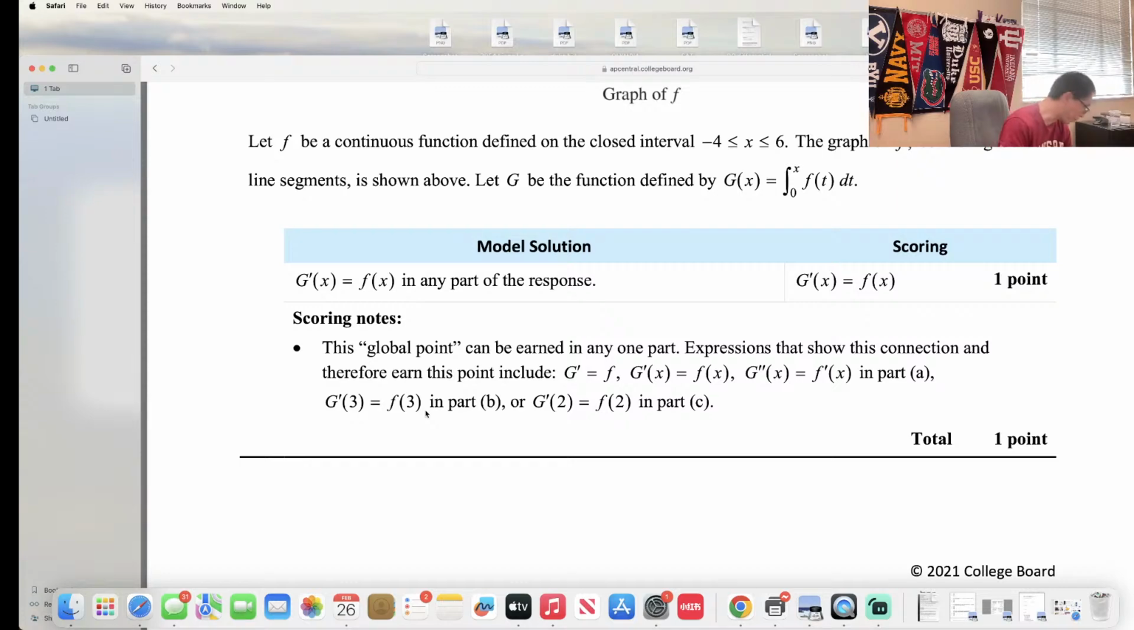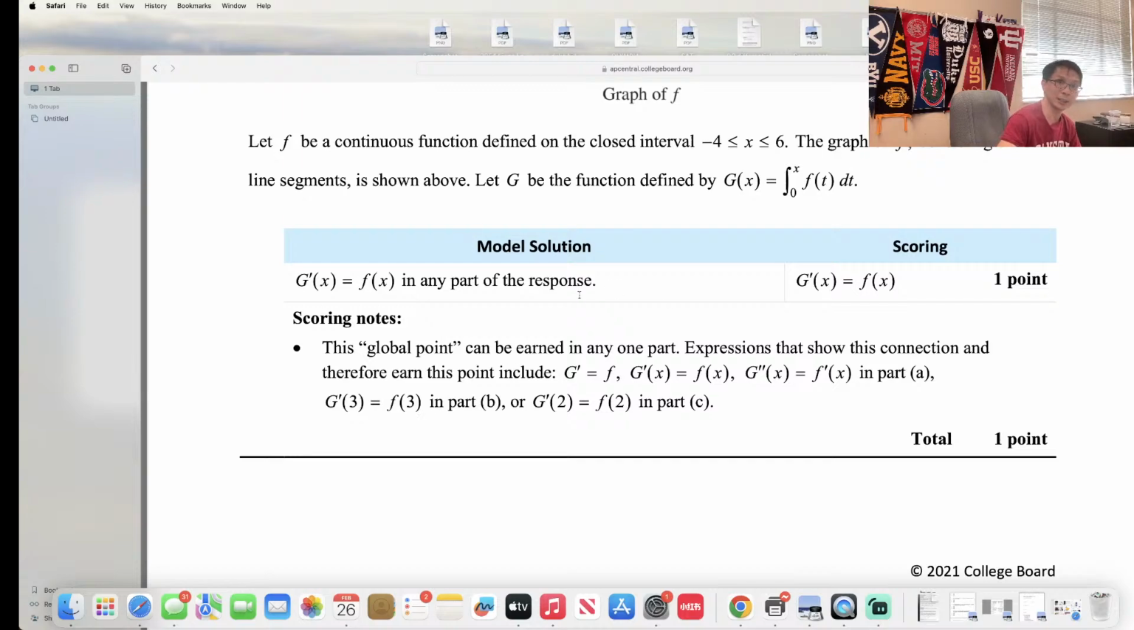So this is not even part A, this is before part A. If you just write down g prime of x equals f of x, you're gonna get a point for any part of the response. So they will have to look for this, and if you write the thing down, they will have it.